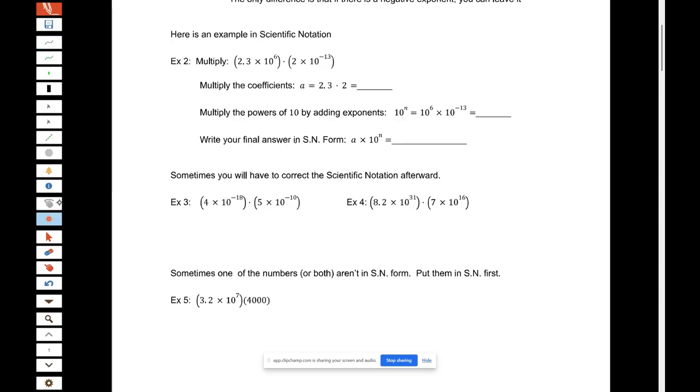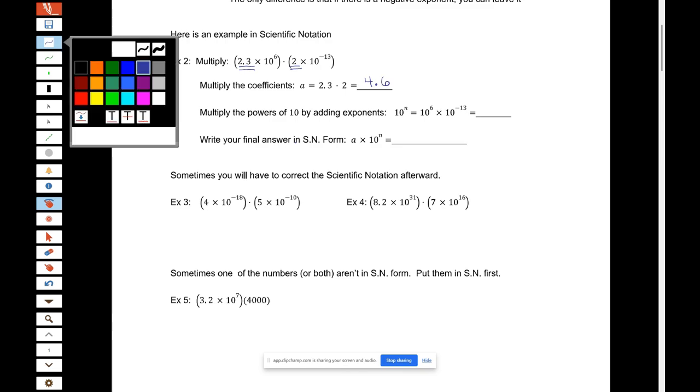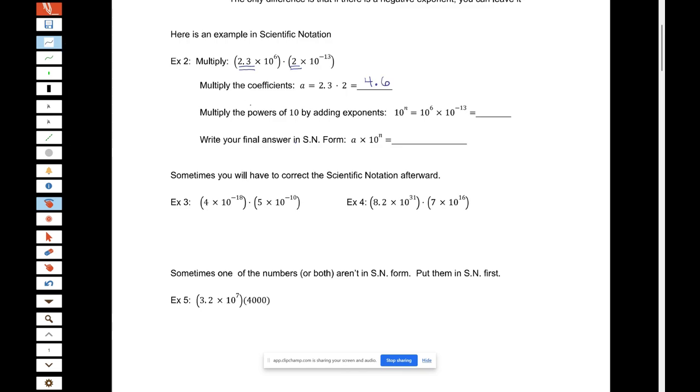So here's an example where we are going to multiply two numbers that are written in scientific notation. We will multiply the coefficients. 2.3 times 2 will give us 4.6. Then we will multiply the powers of 10 by adding the exponents. So 10 to the 6th, 10 to the -13th, we add those exponents and get 10 to the -7th. So that means our final answer for this product is 4.6 times 10 to the -7.